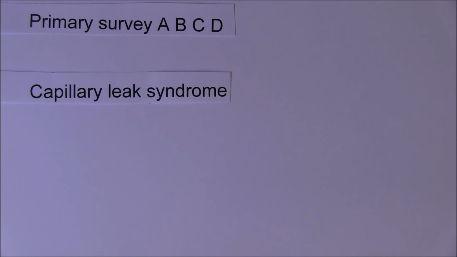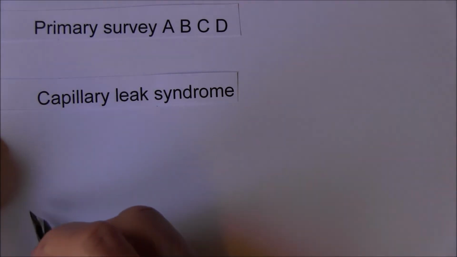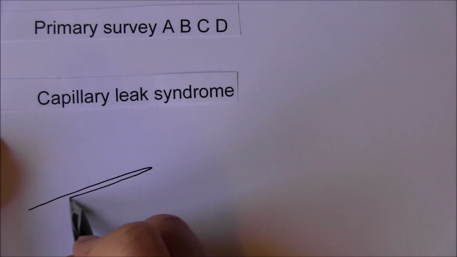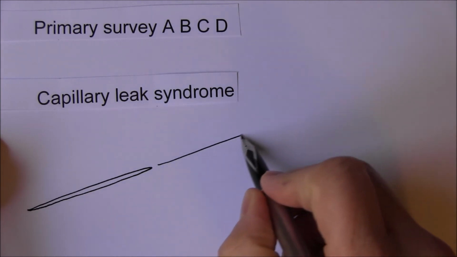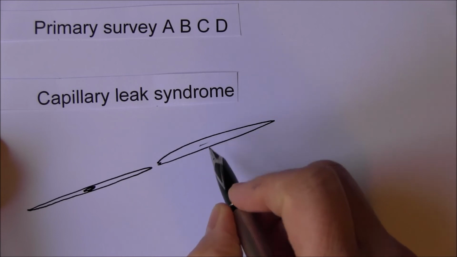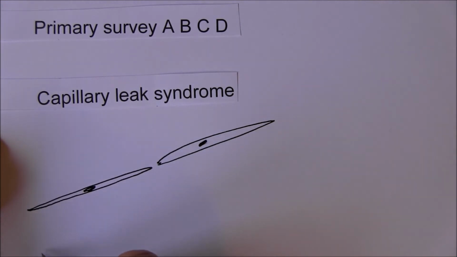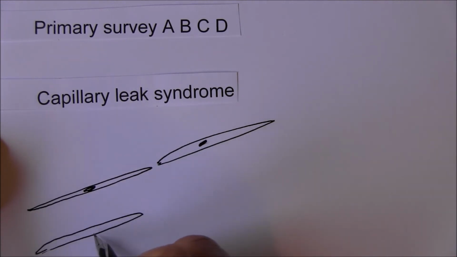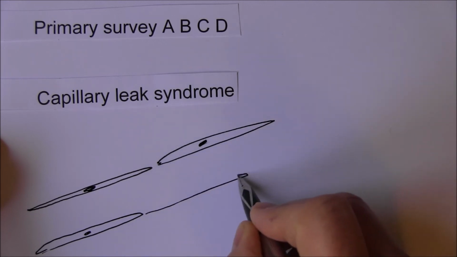So as you probably know, we have capillaries, small blood vessels, individual vascular endothelial cells comprising the wall of the capillaries.